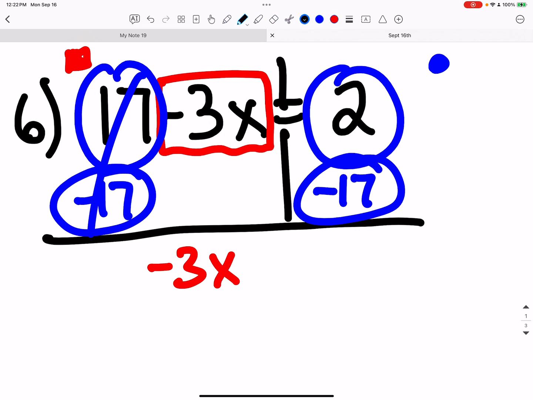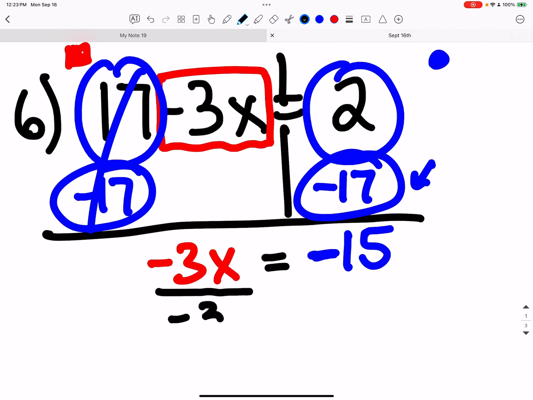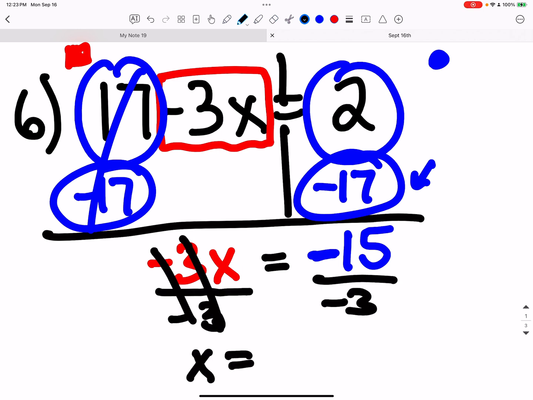-3x equals -15, because over here, the negatives win the battle by 15 people. So the negatives win that battle, negative 17 versus positive 2. Now we're going to top versus bottom, the negative 3, the negative 3. x equals 5.